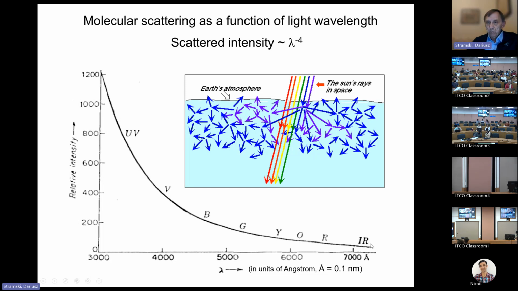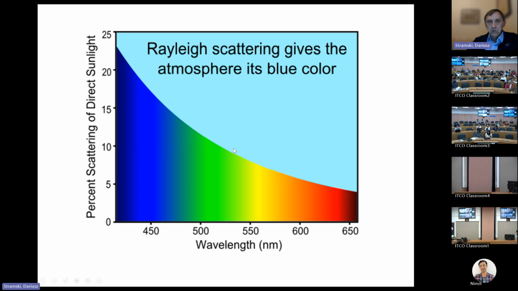So basically, if you plot this power function, you can see here the dependence of scattered intensity as a function of wavelength. UV is scattered much more strongly than violet, blue, green, yellow, and red. And that explains the color of blue skies, which is shown here as well.